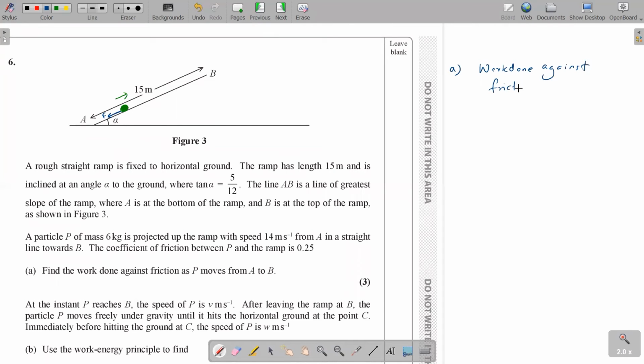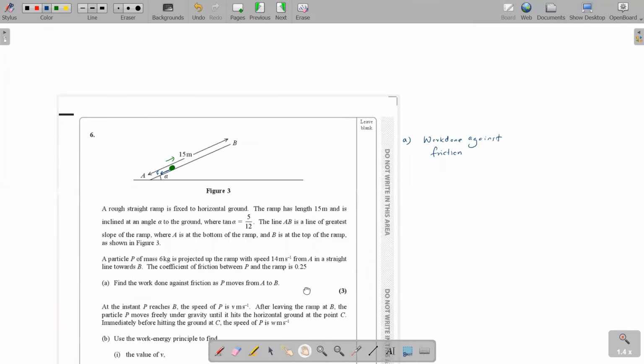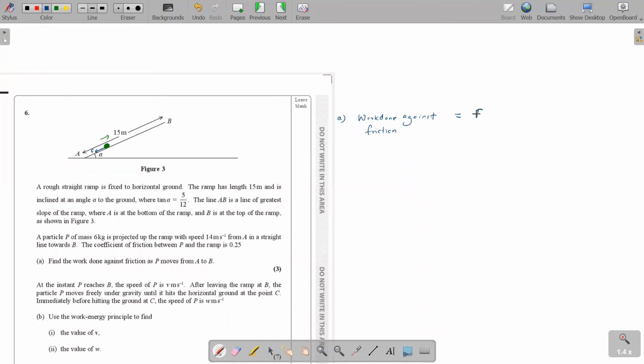So what do we normally consider as the work done against friction? Work done against friction is the friction force multiplied by the distance it moves, right? You multiply the force by the distance the object moves along the line of direction of that force. Here, they have given you the coefficient of friction. The object is moving, which means you have the maximum friction, so your friction is mu R. And your distance is the AB distance, which is 15. The mu value is given as 0.25.